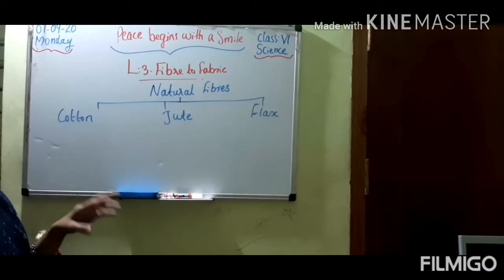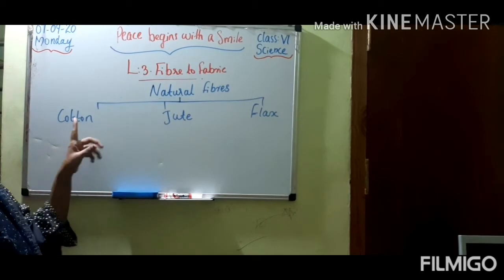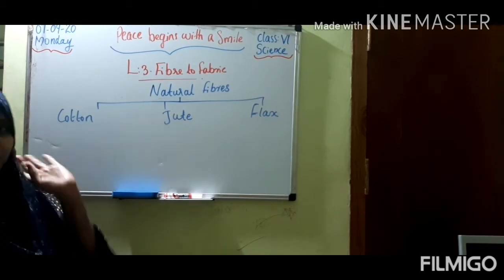So in this class, I am going to teach you about natural fibers. Can you say any example of natural fibers? We can say maybe cotton fiber or jute fibers or flax fibers. So we will discuss more about that in this chapter. So dear children, examples of natural fibers are cotton fibers, jute fibers and flax fibers.